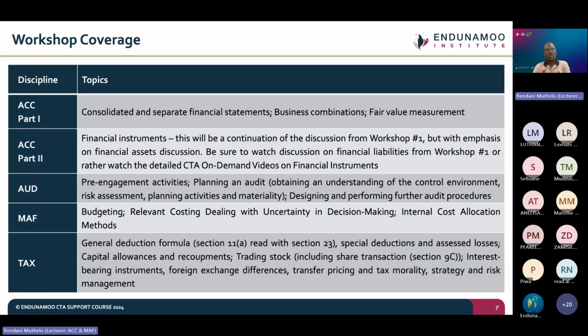Then I thought we'll also talk about the coverage. So the coverage, accounting, as I'm saying, we've got 2 coverage. We've got the groups 1, and we also now have the financial instrument for CTA level 1. So CTA level 1, some of you were here. You will have remembered that when it comes to workshop number 1, we spent quite a lot of time on liabilities. So now we're going to labor even more on what?